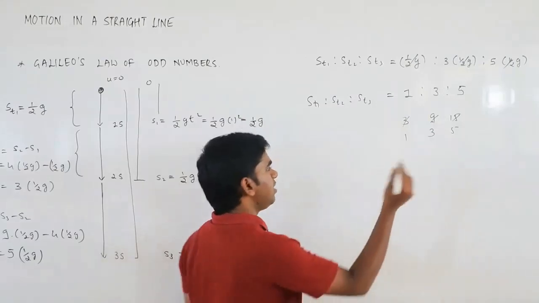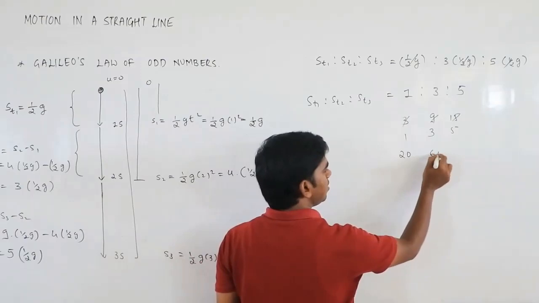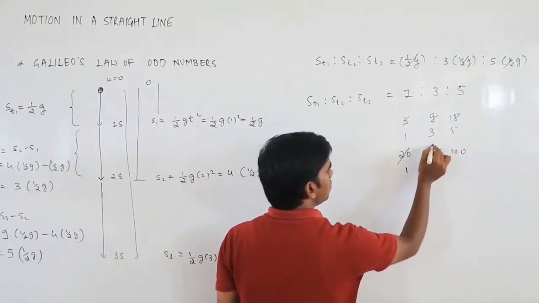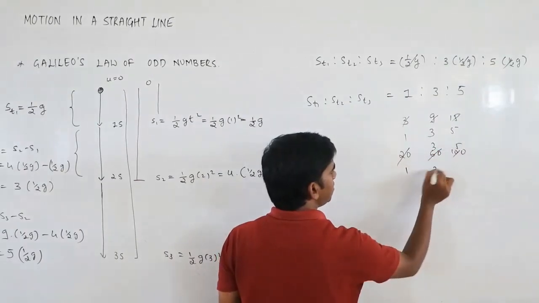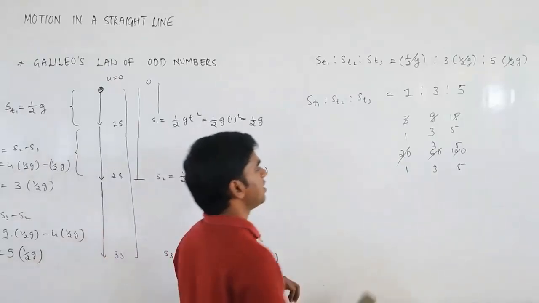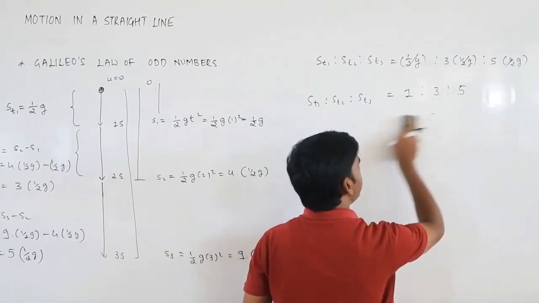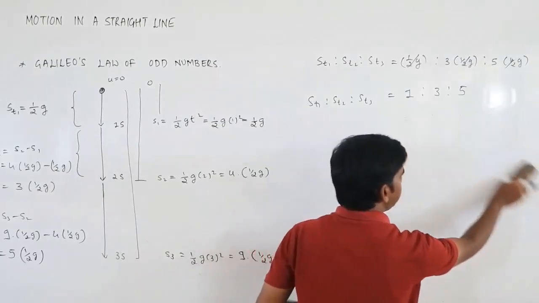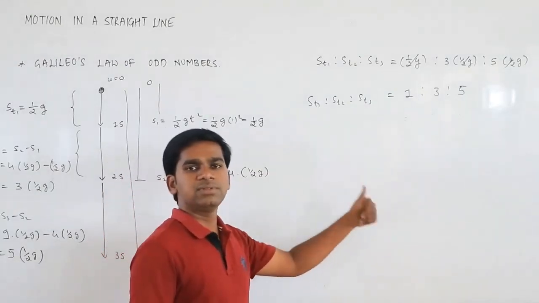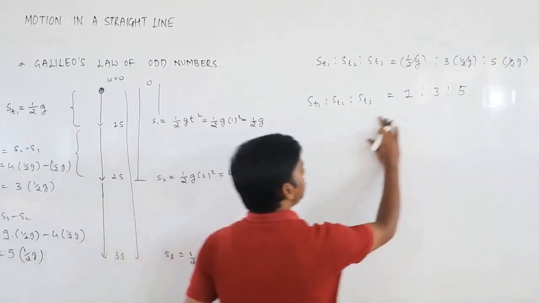If distance traveled in the first second is 20, what is the distance traveled in the next second? 60. What is the distance traveled in the next second? It will be 100. So 1 is to 3 is to 5. So 1 is to 3 is to 5. This is what Galileo concentrated on. Distances covered by a freely falling body in equal intervals of time stand in the ratio of the odd numbers starting from 1 or unity. Okay. So that is the definition he has given.